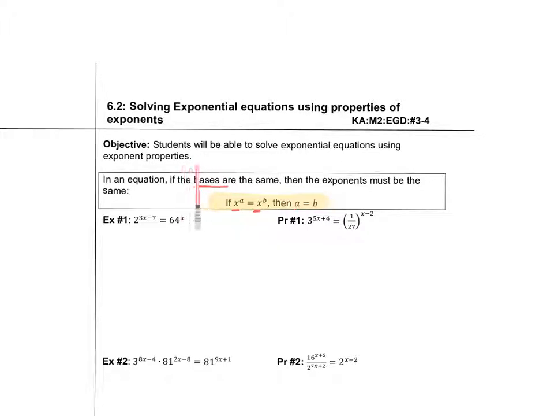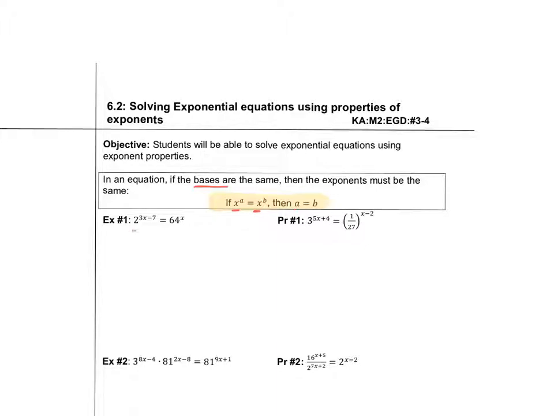And so when the bases are the same, then the exponents must be the same. So what that means is if x to the a equals x to the b, then a equals b. So the whole goal is to get these bases to look the same. Whenever we see an equation, like in example 1 or problem 1, we're trying to get these bases to be the same.